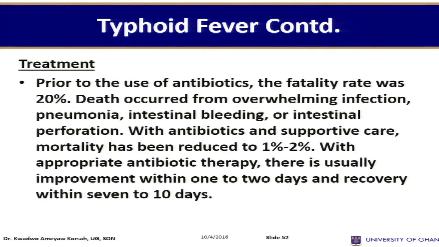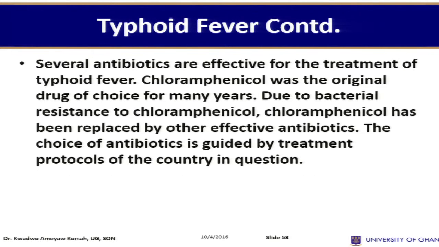And then the treatment. Prior to the use of antibiotics, the fatality rate was 20%, and death occurred from overwhelming infection. And we can think about pneumonia, intestinal bleeding, and then others. But with antibiotics and supportive care, mortality has now reduced to about 1 to 2% with appropriate antibiotic therapy. There's usually improvement. And in severe cases, we need to use potent antibiotics.